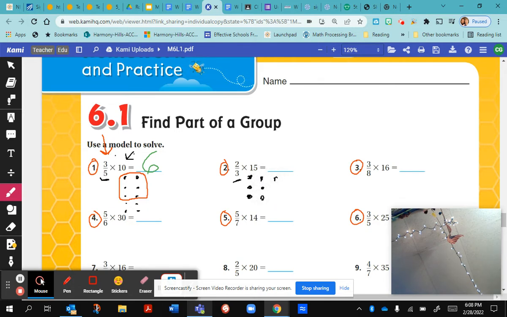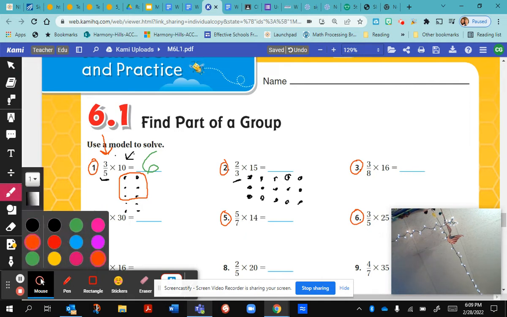That makes 6. That's 9. That's 12. And that's 15. Looking at my 2/3, I have my 3 rows, right? So I have 1 row, 2 rows, and 3 rows. Out of the 3 rows, I need to circle 2 of the 3 to represent 2/3. So how many do I have in my group? Very good. I'm going to have 10. So that's 2, 4, 6, 8, 10. So then my answer is 10.